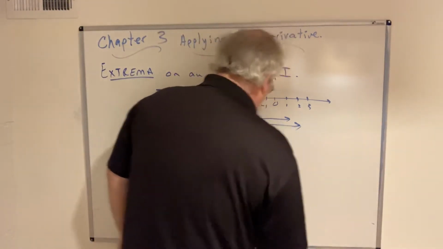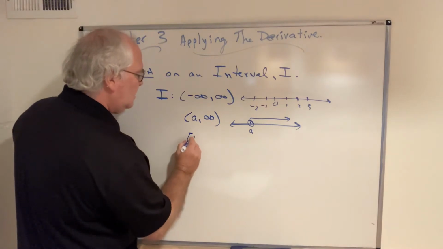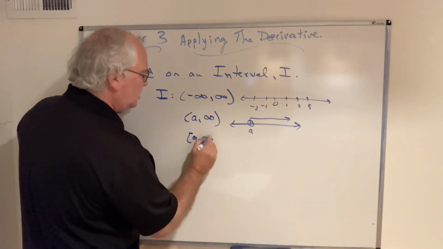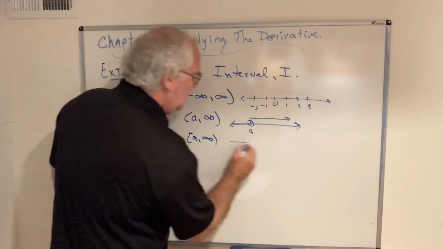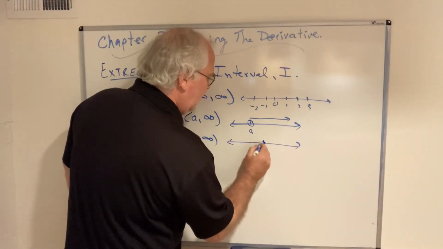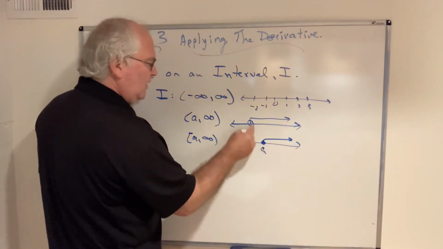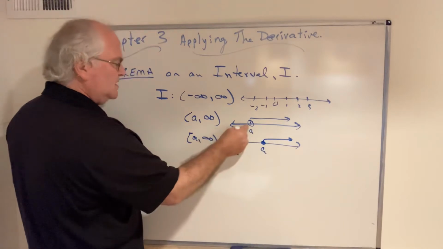All right, so that said, we could also have the interval including A. That would be something like, here's the number line, here's A. We actually include A. So remember, if you fill in the circle, that's including the point. If you do not fill in the circle, that means it is not included.